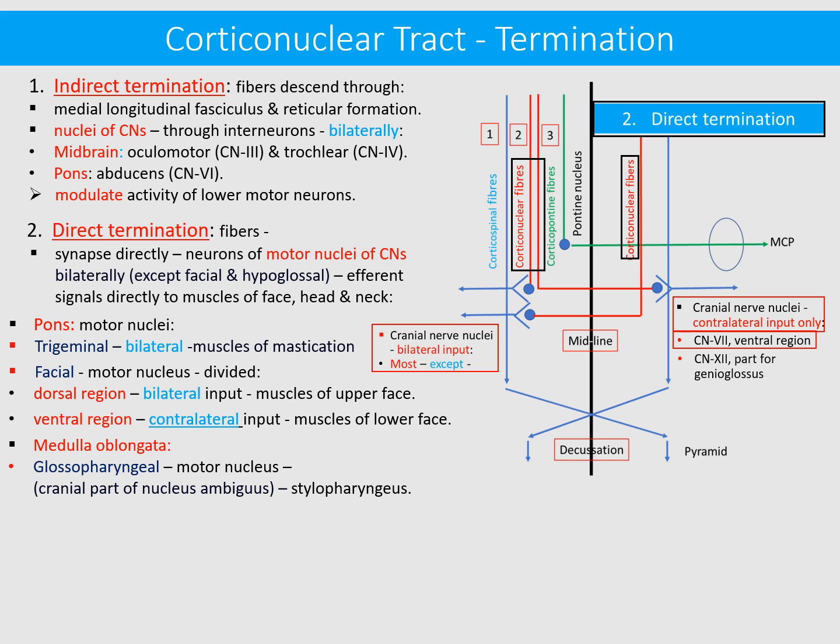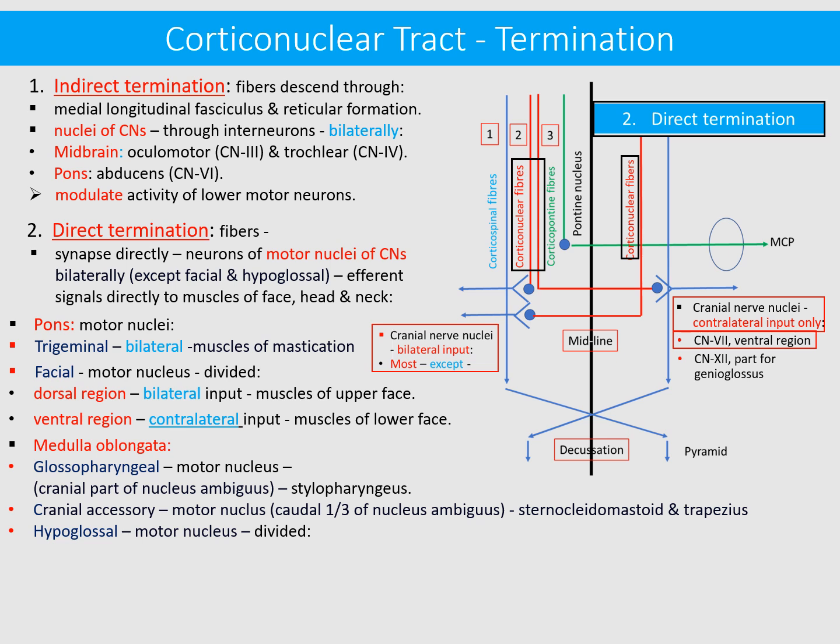In medulla oblongata, the first nerve is the glossopharyngeal nerve. The motor nucleus of this nerve is represented by cranial part of nucleus ambiguus and innervates the stylopharyngeus muscle. Second nerve is the cranial accessory nerve. The motor nucleus of this nerve is represented by caudal 1/3 of the nucleus ambiguus and innervates the sternocleidomastoid and trapezius muscles. Third is the hypoglossal nucleus.